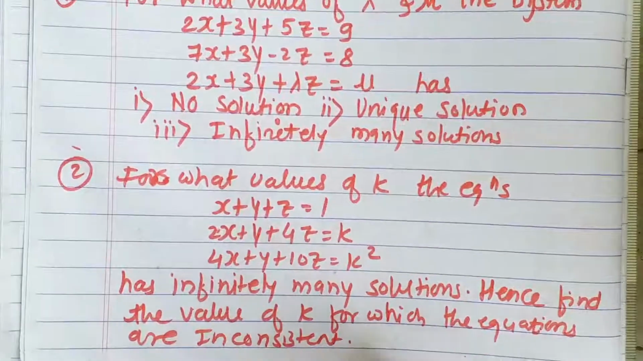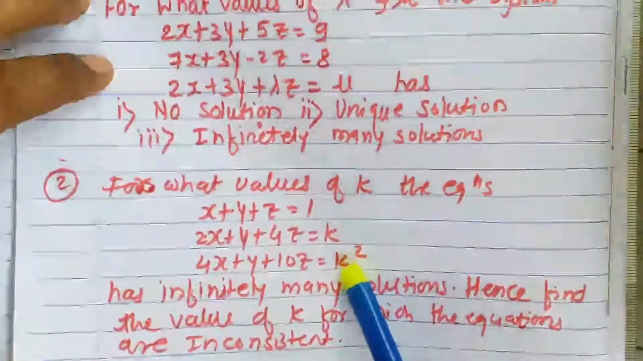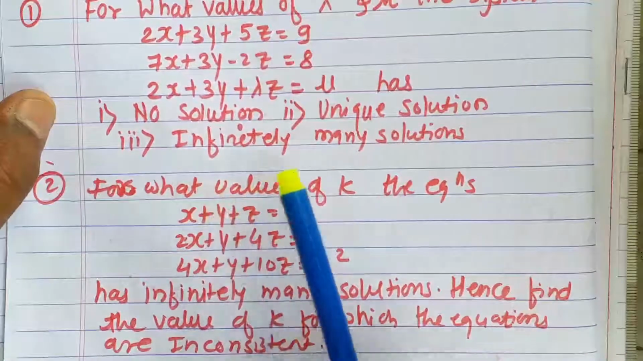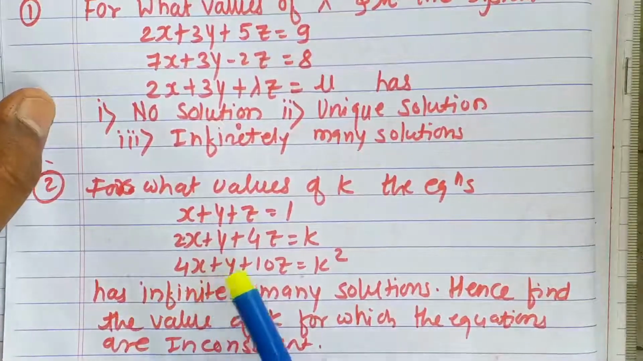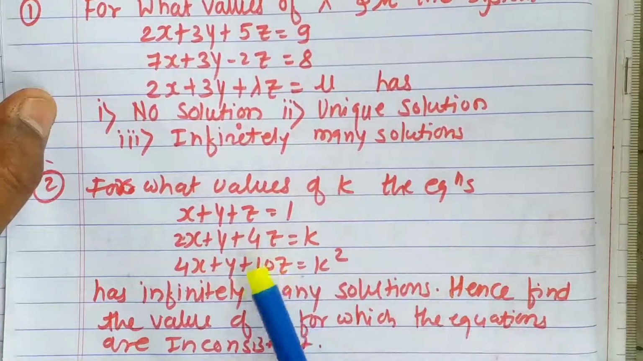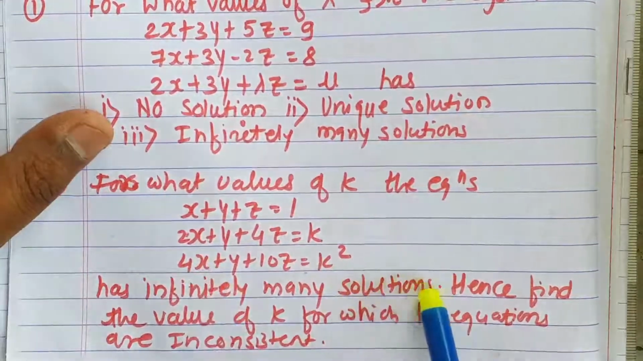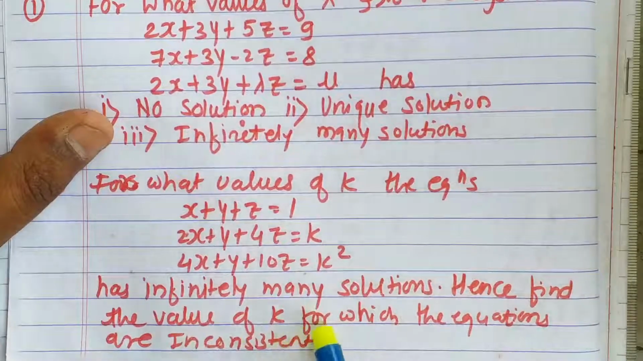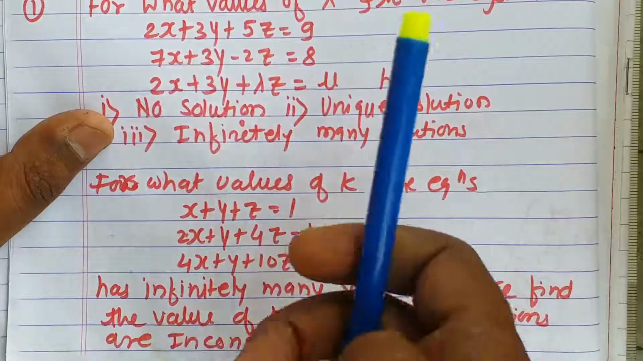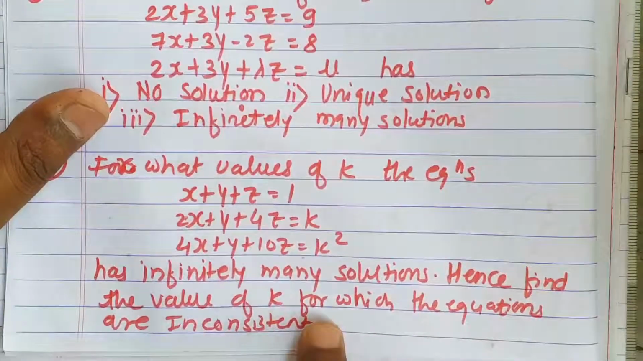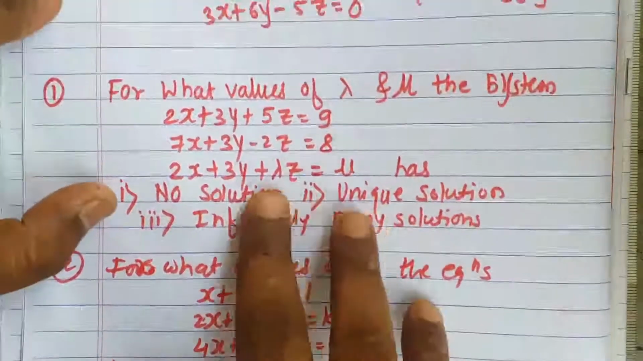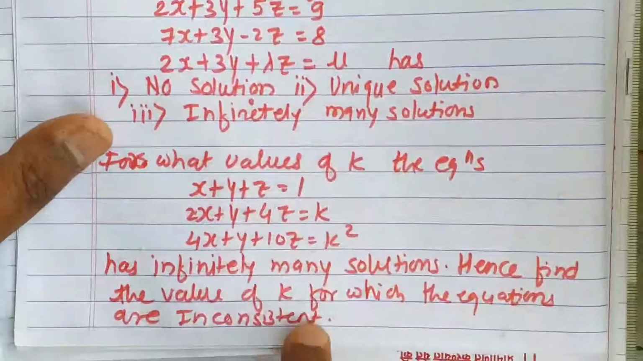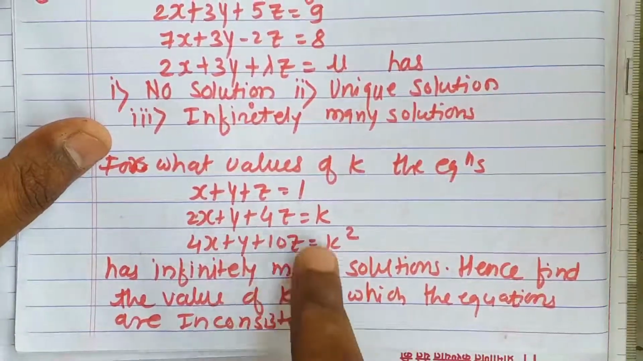The next example is, for what values of k, here the number of arbitrary constants is only 1. For what values of k do the equations, there are 3 equations written, with k square here, have infinitely many solutions. So we need to determine the conditions for which it will have infinitely many solutions. Also, find the condition on k for which the equation is inconsistent. So 2 cases we have to solve here, one for inconsistency, one for infinitely many solutions. In the previous example we have three cases to discuss, here 2 cases. Determine the condition on k in this example.